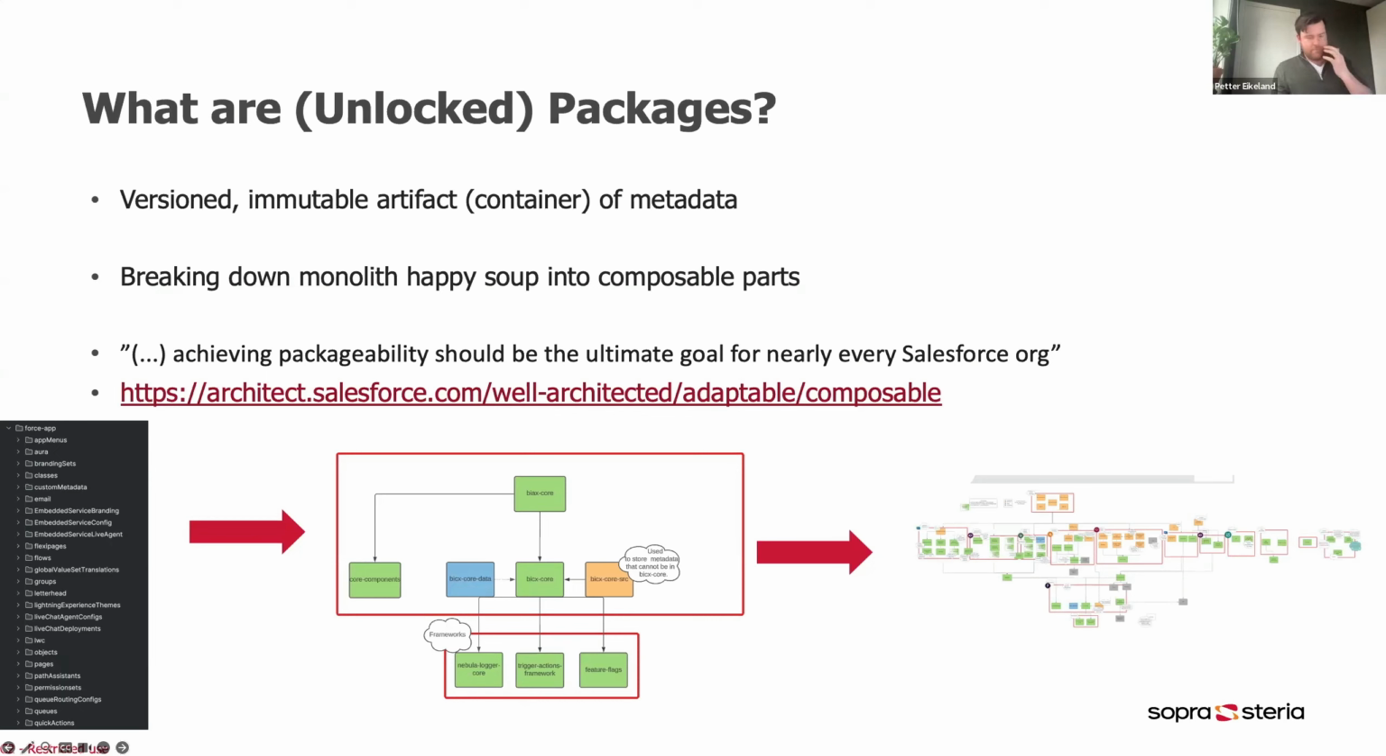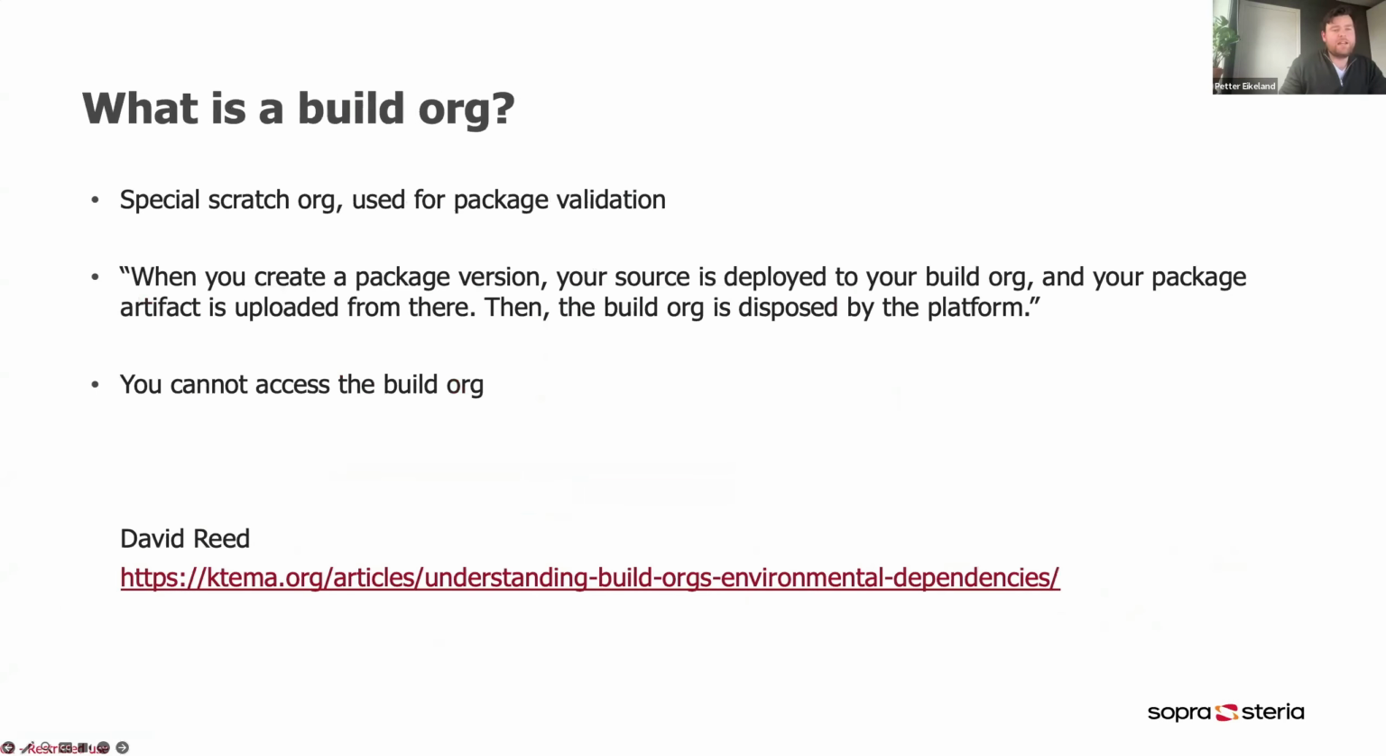So before you can get this versioned immutable artifact of container metadata, you need to specify what actually belongs into this artifact. And that is where Salesforce comes in and provides what is called a build org. So a build org is a special Scratch org. You use it for the validation of that package. You provide the metadata you want to validate. You specify the dependencies that this metadata belongs to or depends on. And then it tries to compile your metadata and also run the runtime checks. That's the Apex tests.